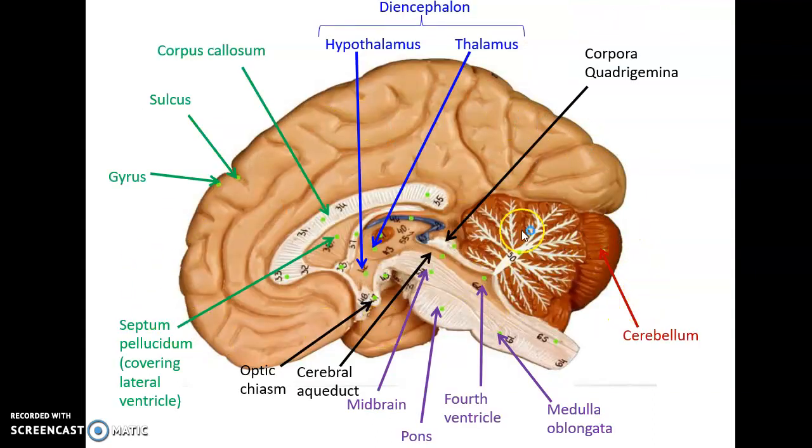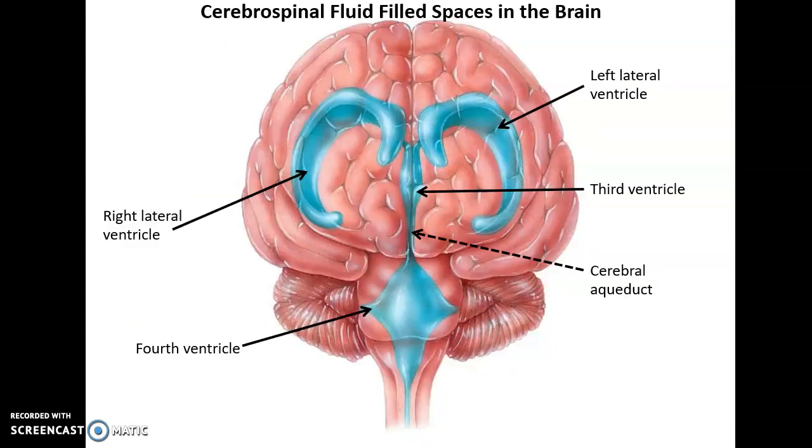All right, here is, of course, a mid-sagittal section of the brain where you can see all kinds of structures. You can see the gyri, the sulci, the corpus callosum, septum pellucidum, hypothalamus, thalamus, optic chiasm, cerebral aqueduct, fourth ventricle, corpora quadrigemina, midbrain, pons, medulla oblongata, cerebellum. All important structures you need to be able to identify for the quiz.